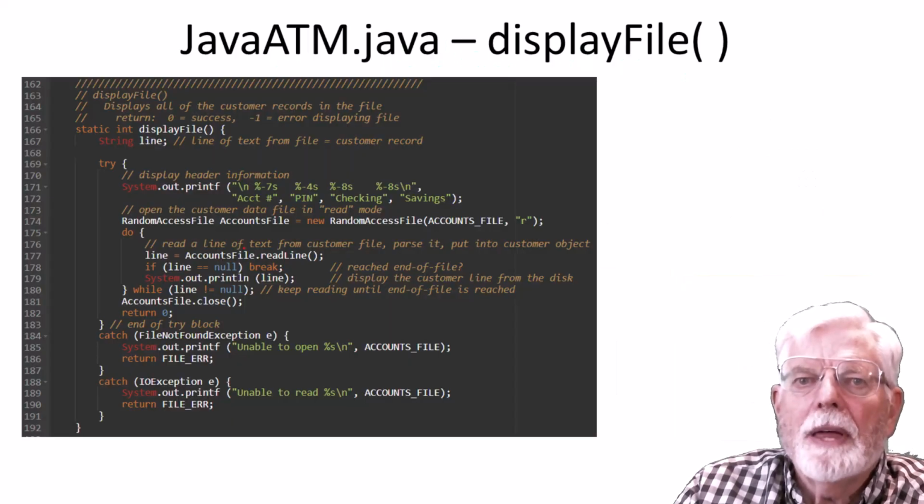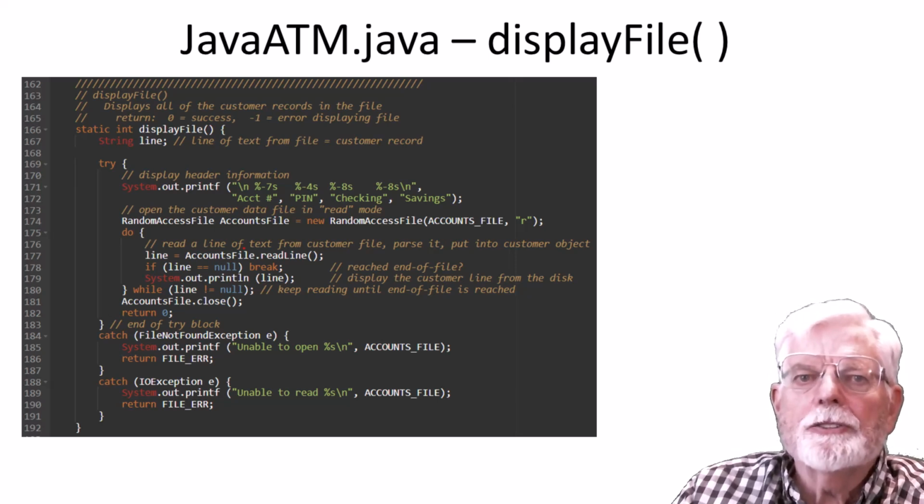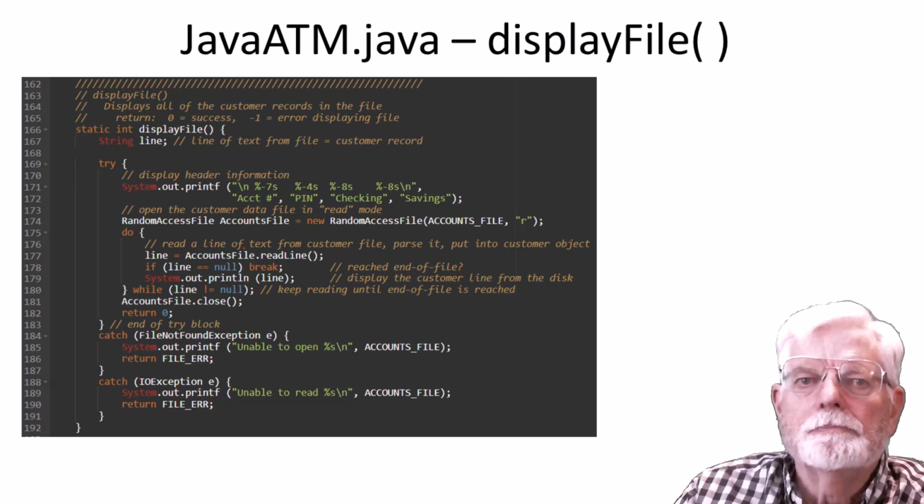The display file method in Java ATM is not very complicated. It first outputs a header identifying the names of each column of data. It opens the customer accounts.txt file and starts a do-while loop that reads a line from the file and displays it until the end of file is reached. Catch blocks catch any errors, display an error message, and return the error code back to the program.